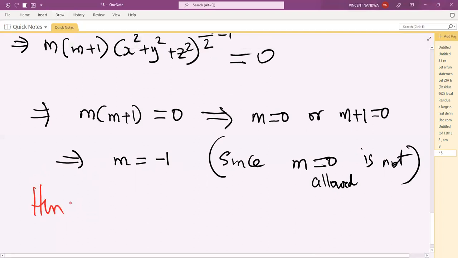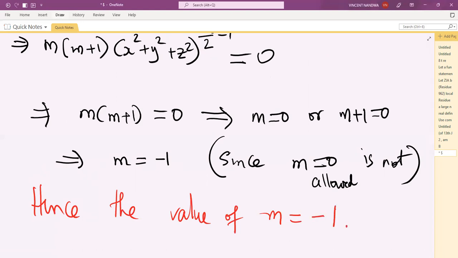Hence, the value of m is −1. That is how we were to argue out the solution for that particular problem.